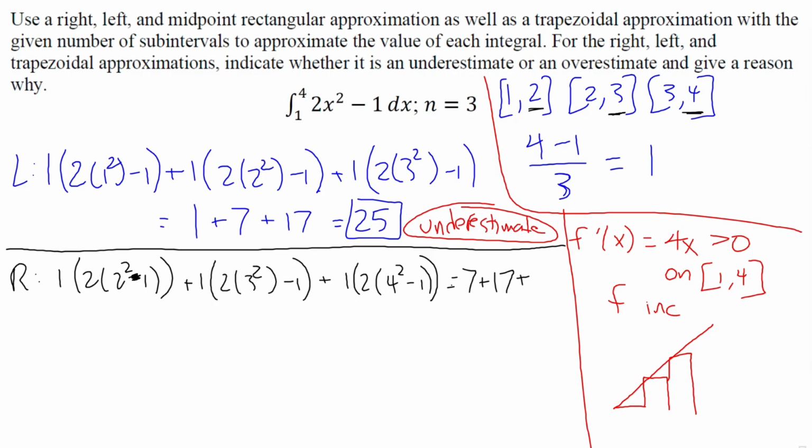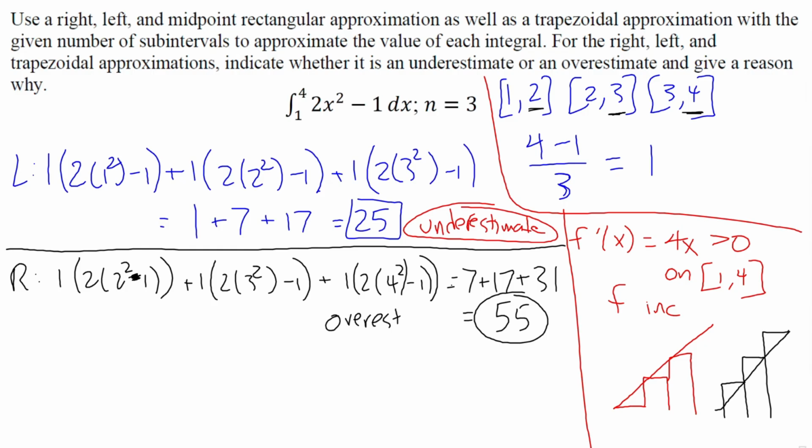And then 4 squared is 16 times 2 is 32. And then 32 minus 1 should be 31. And so when we add those together, we end up getting 55. And this time, because the function is increasing, with a right approximation the rectangles are going to go over. And so this is going to be an overestimate. And the reason being because the function is increasing on that interval.